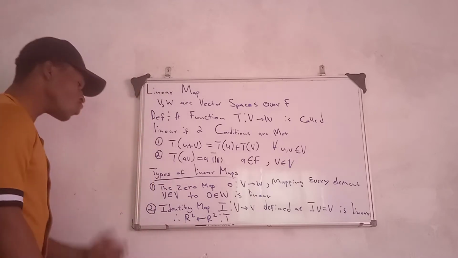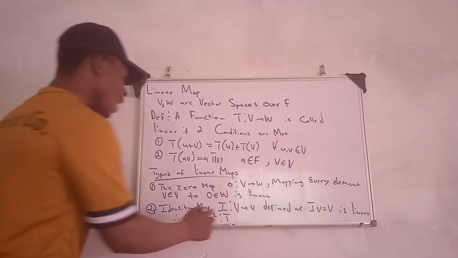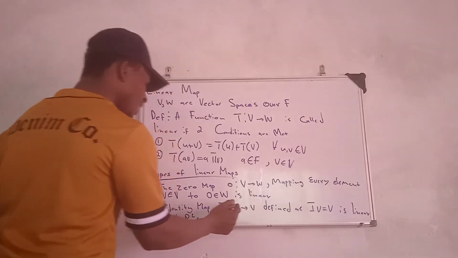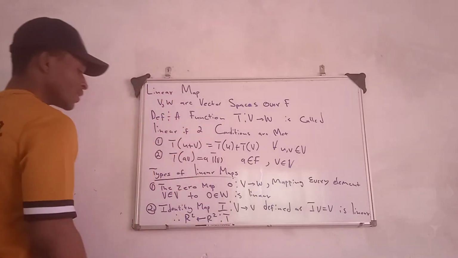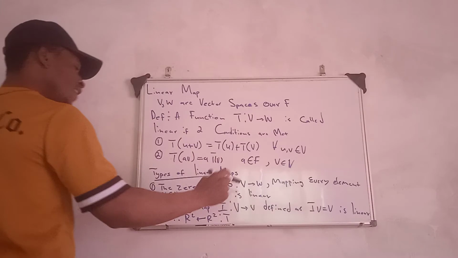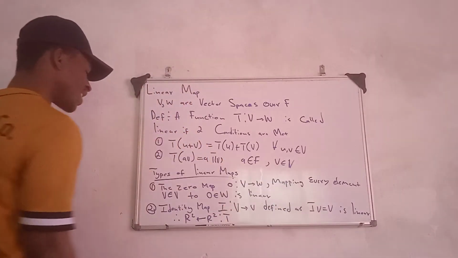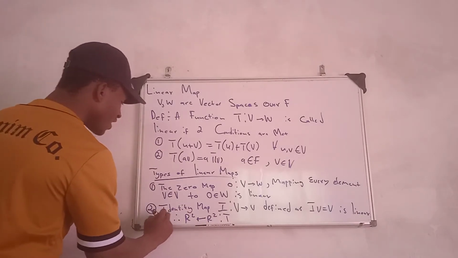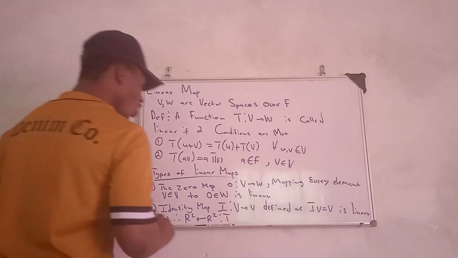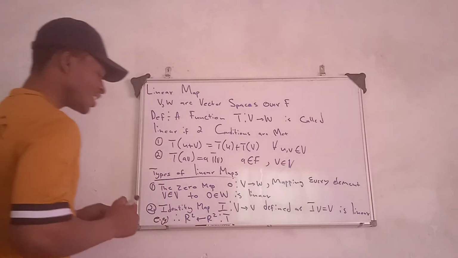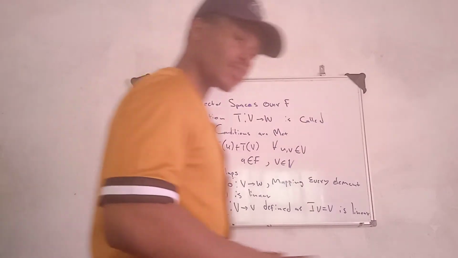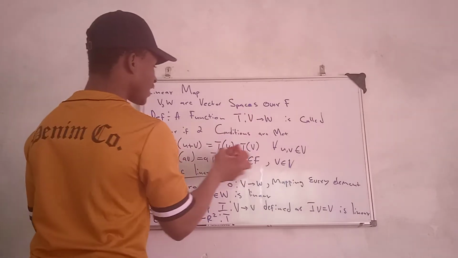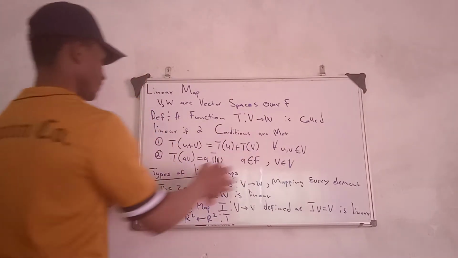And then number two, we have the identity map. Like I said, it maps every element in the vector space V all the way to V. It is defined as the identity map of V equals V. Then this is linear. An example of an identity map can be R squared to R squared, whereby T will be a function. Let me erase and explain these things better.